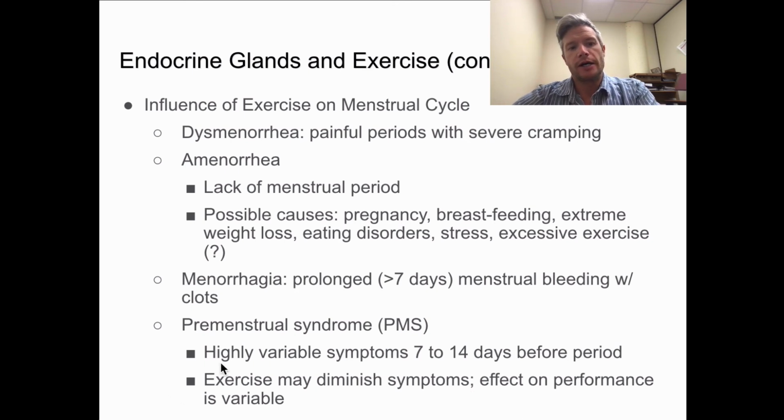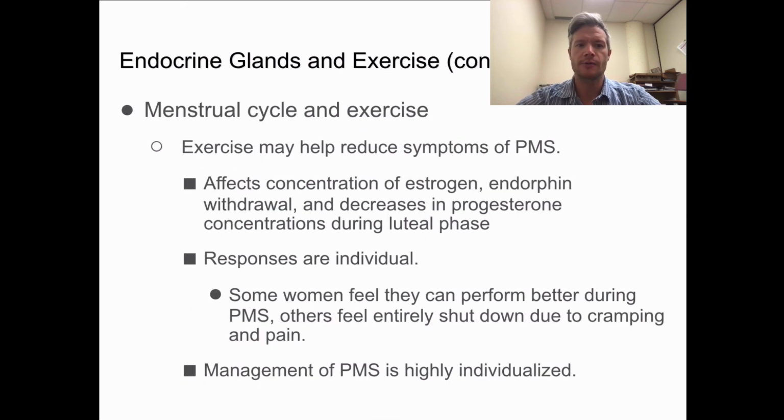So it's highly variable with the types of symptoms that might display, so it's very individualistic in that sense, and it's 7 to 14 days prior to the period. But what's important to note, as far as exercise and its influence on this, is that sometimes exercise can diminish the symptoms of PMS. And it says the effects on performance are variable, but I want to get to the performance aspect in a moment.